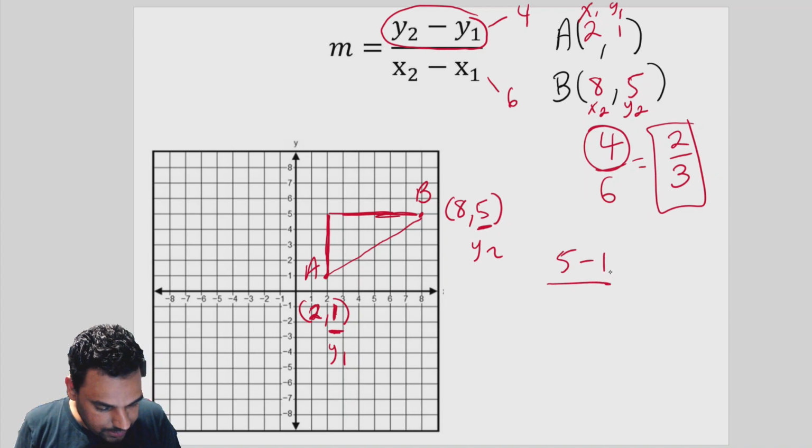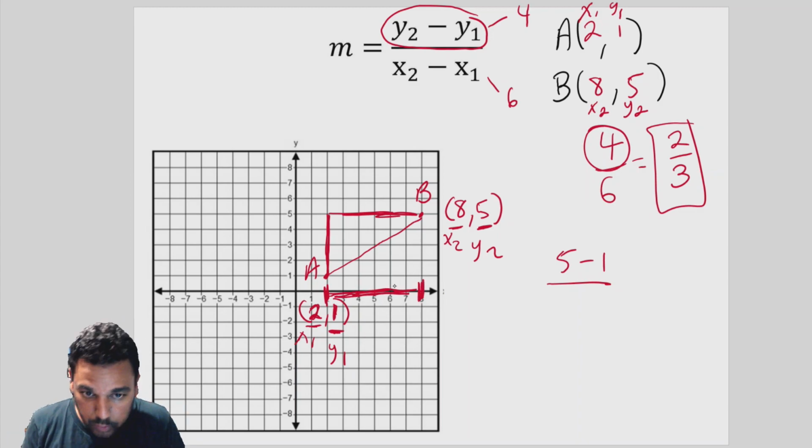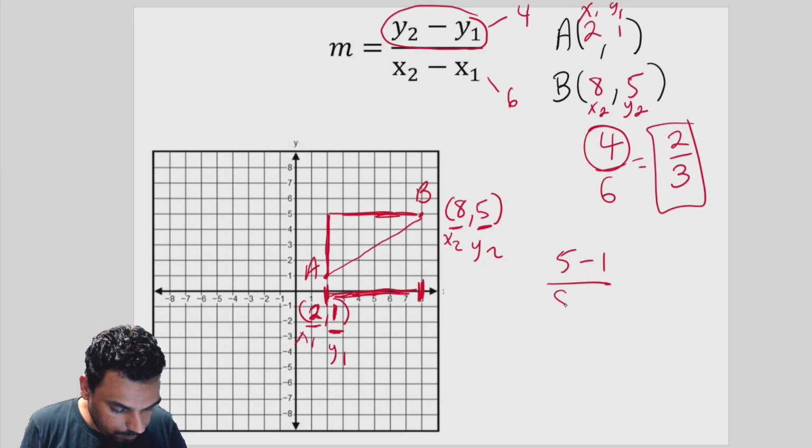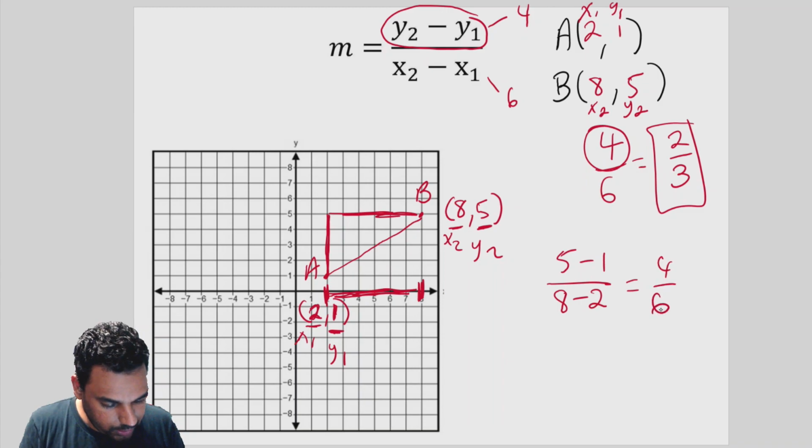Do the same thing for the x's. If this is your y2, then this one is your x2. This is your x1. If you started off at 2, how could you get all the way to 8? Like, how long is that? From 2 to 8, it's really just 8 minus 2, which is 6. So that's exactly what you're doing. You're doing x2 minus x1. And there you go. You get 4 over 6, which you could simplify to 2 over 3.